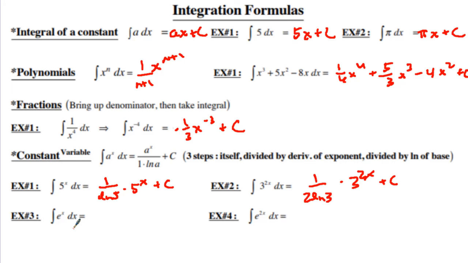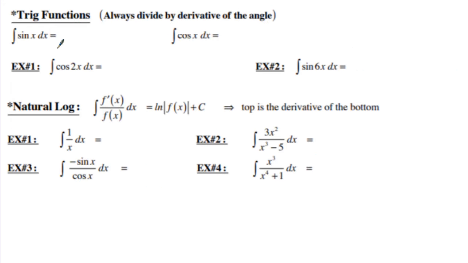Don't forget e to the x. What's your integration of e to the x is e to the x plus c. If it's e to the 2x, don't forget you have to think about the e to the 2x. You have to think about the canceling out your chain rule there of 1 over 2. So that is some of your integration. Don't forget, if we're going to do integral of sine of x, that's negative cosine of x plus c. Cosine of x is going to be sine of x plus c. Those are the two ones you have to know really, really, really well.